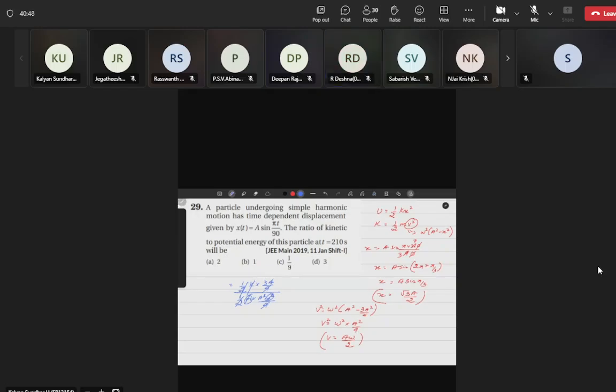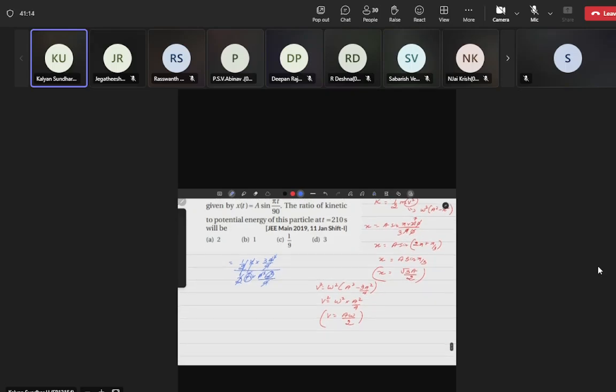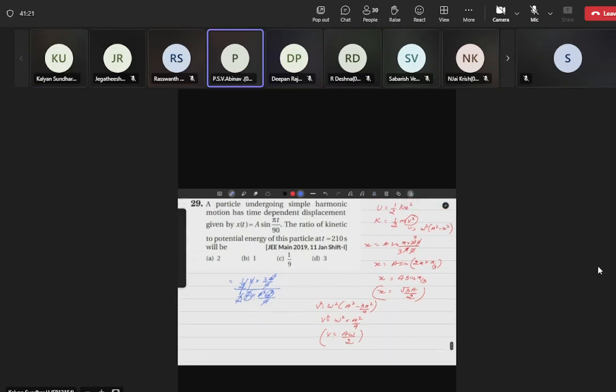So option D. Correct. Then no extra, root 3 a by 2 squared, a and a gets a square. Sir, yes, sir. They asked only the kinetic energy to potential energy ratio, sir. Ratio of their kinetic and potential energy, 1 by 3. You will get 1 by 3 now, sir. Yes, sir.